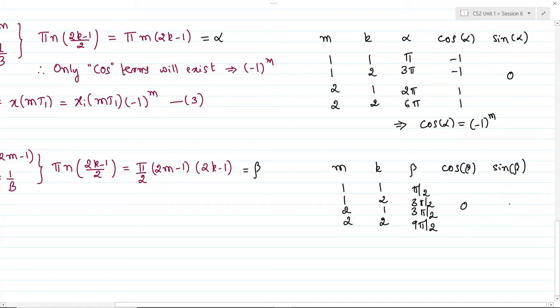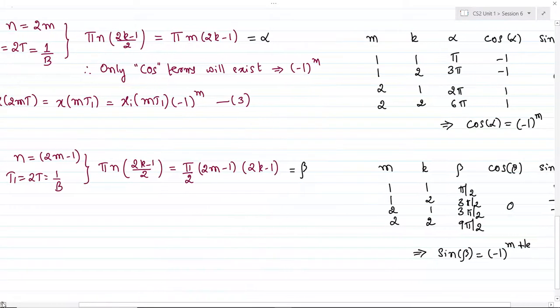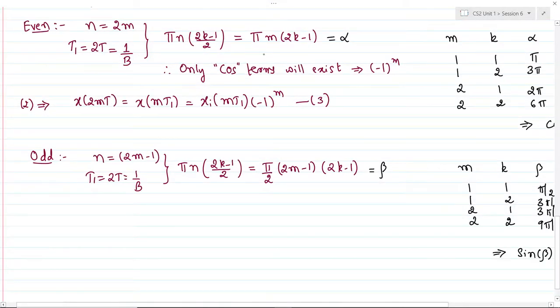Okay, so if you carefully note this table for sin of beta, we can replace this as (-1)^(m plus k). So when m and k are 1 each, this is (-1) squared, and it fulfills the first and last row of this table. And for the other two rows, you can accordingly substitute and verify yourself. Okay, so with that we can replace equation 2, or we can say that for odd terms only sine terms will exist, which will be replaced with (-1)^(m plus k).